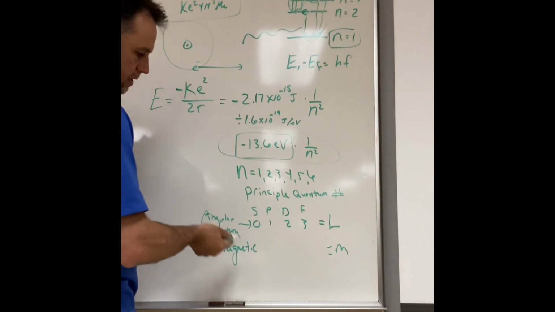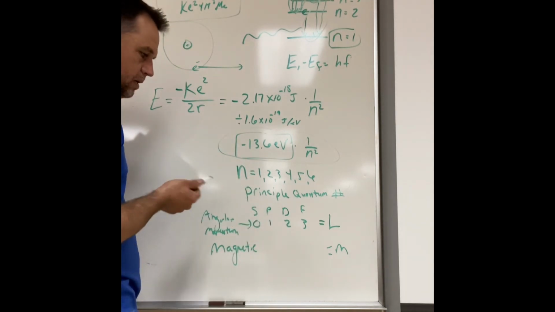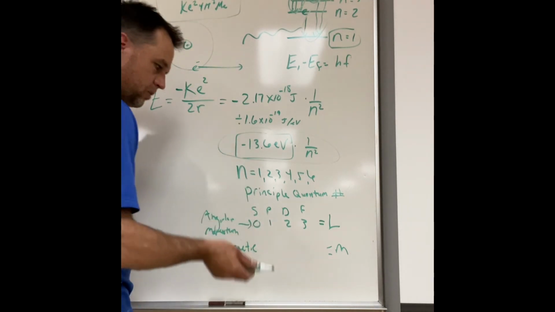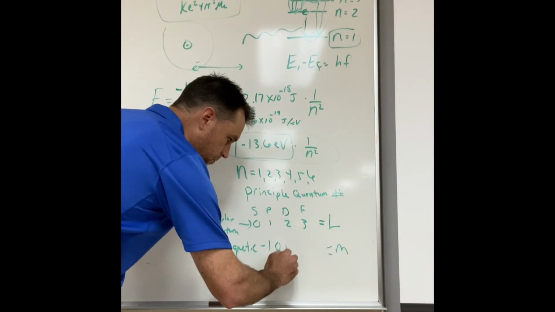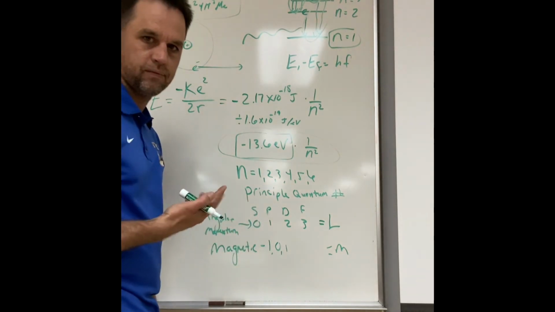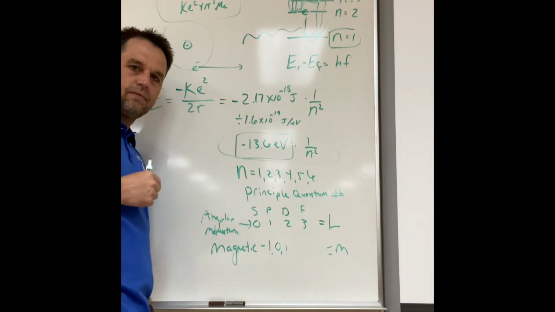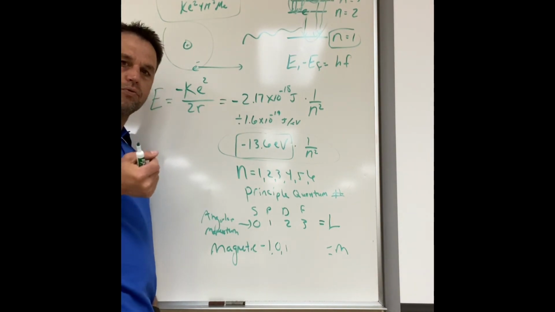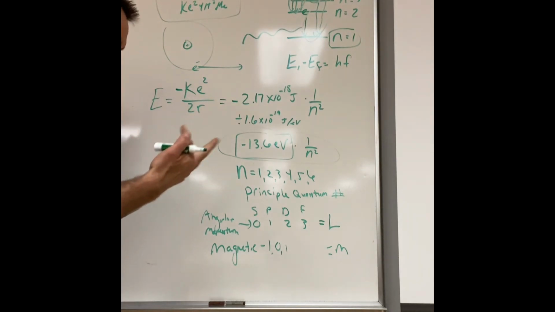So like if L is 0, then your magnetic number is just going to be 0. But if L is 1, your magnetic number could be negative 1, 0, or 1. Right? If L was 2, you could be negative 2, negative 1, 0, 1, 2. If L was 3, it could be negative 3, negative 2, negative 1, 0, 1, 2, 3. So it can be any number, negative or positive, up to L.